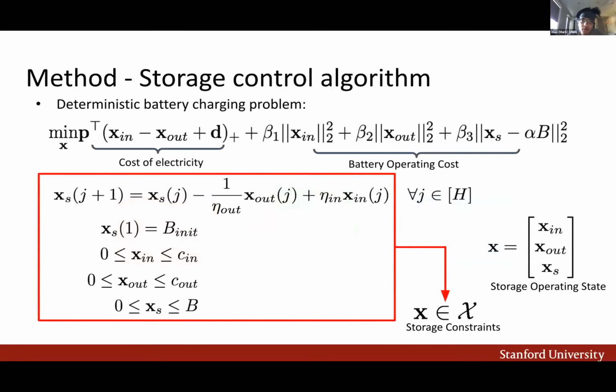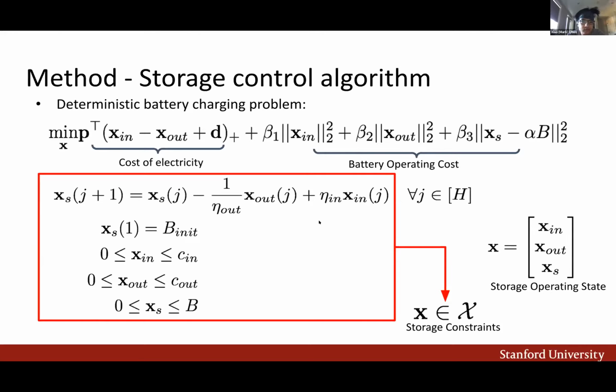So here's just a warm up, a problem formulation for the traditional storage control problem. Here in the objective, we have the energy cost, where D stands for the original raw demand, and X in and X out stand for the charging in and out control variables. And all the remaining L2 penalties are there to minimize the battery operating cost, in the sense that you don't want to charge and discharge too frequently.